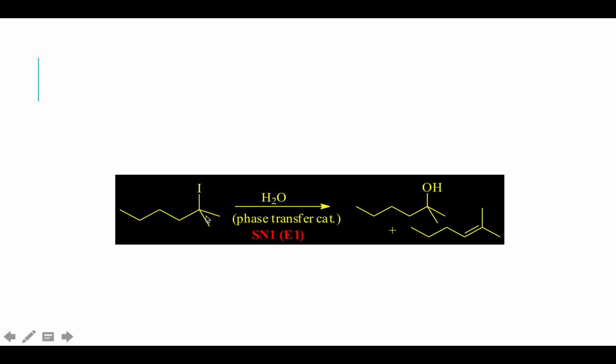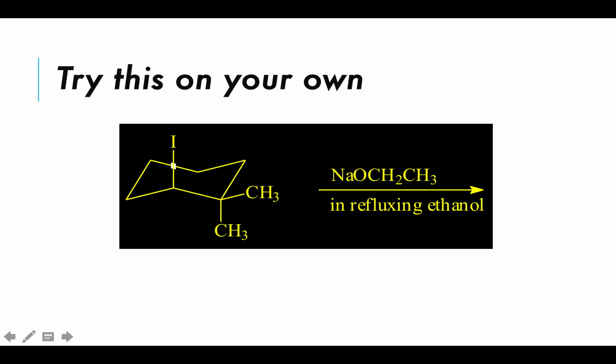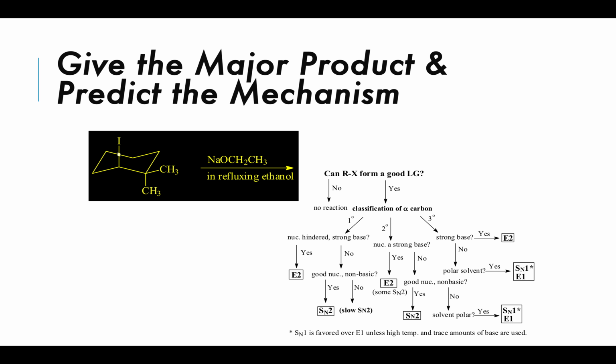Again, the E1 would always follow Zaitsev rule. So instead of forming a double bond here or here, it formed a double bond here so that it could have a tertiary alkene. As simple as that. Last item, try this. Pause the video now.